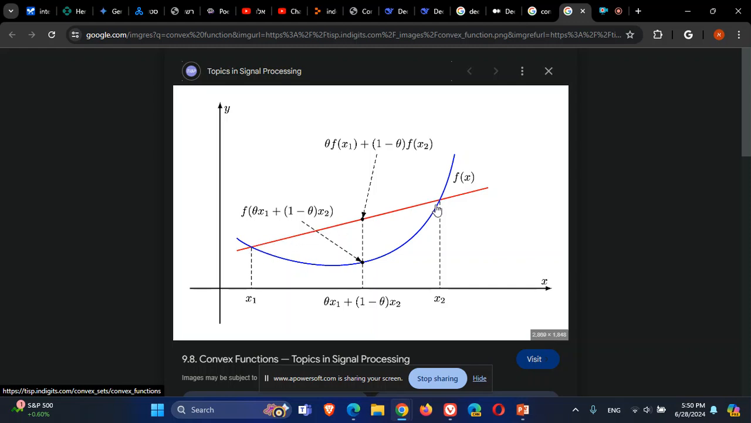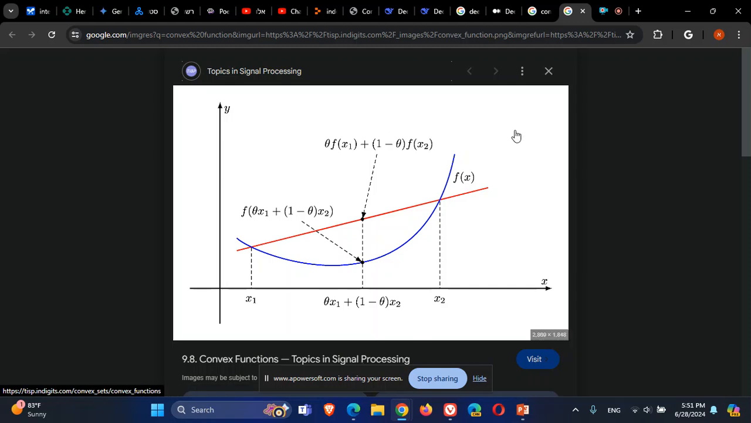This is the definition. Namely, if I take all the points between these 2 points on the function, this value represents the values between the 2 points x1 and x2. Always this value will be less than or equal to the value of the line between these 2 points. So the line between 2 points of the function is always above the values of the function between these 2 points. And this is the definition of a convex function.